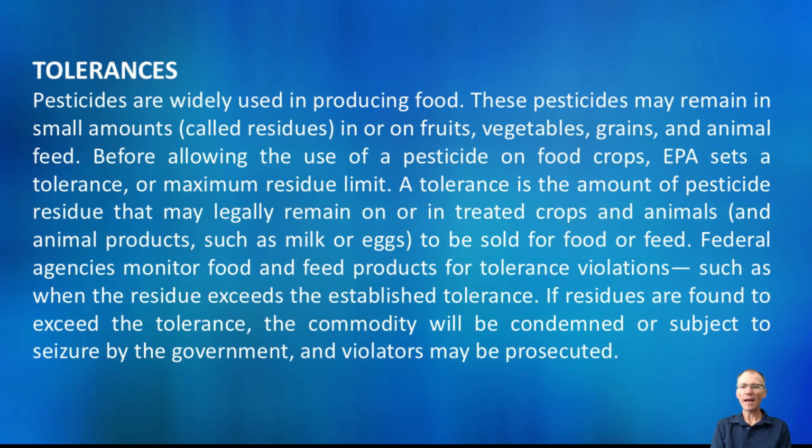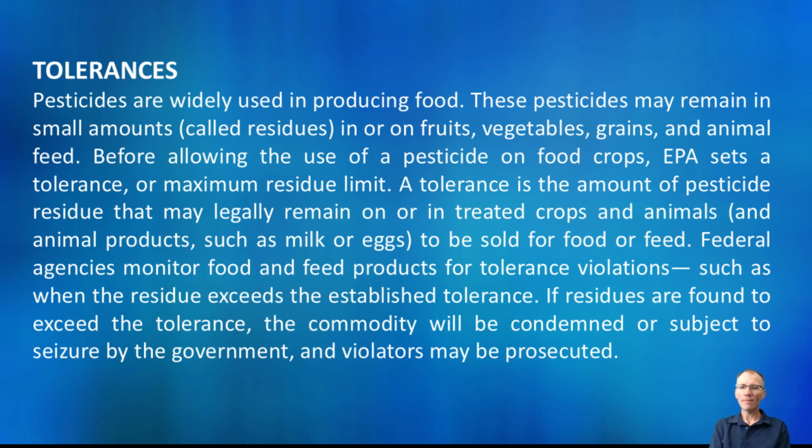Tolerances. Pesticides are widely used in producing food. These pesticides may remain in small amounts called residues in or on fruits, vegetables, grains, and animal feed. Before allowing the use of a pesticide on food crops, EPA sets a tolerance or maximum residue limit.